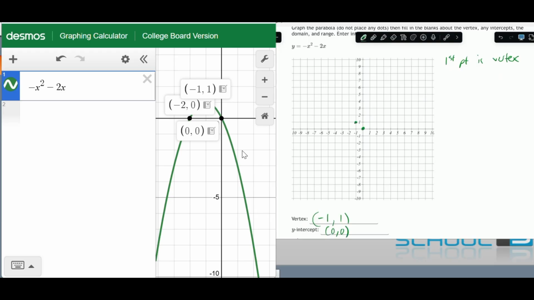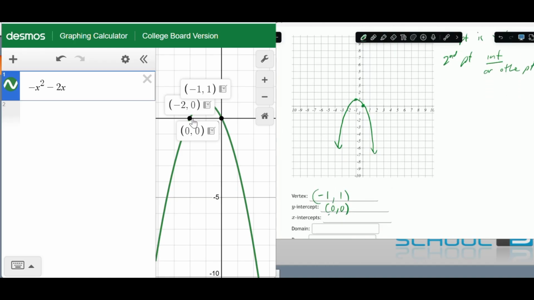And once you have 2 points on this, the graph will autofill. It'll create its own. So the second point is one of the intercepts, if possible, okay, or another point that you would just evaluate. But usually you can find it as one of the intercepts. We can see here, again, that we have 0, 0, and negative 2, 0 as the x-intercepts.